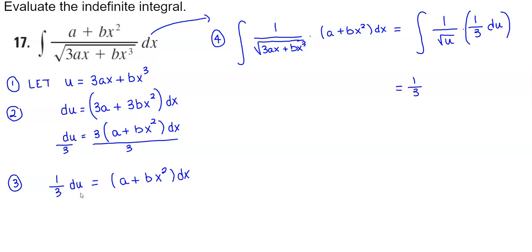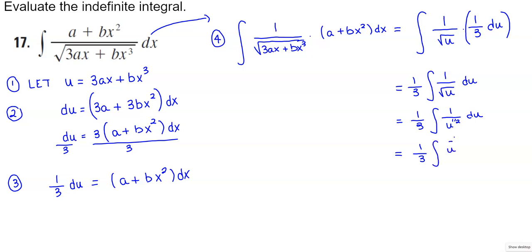So now let's factor out the 1/3. So we have 1/3 times the integral of 1 over the square root of u du. Okay, so we're going to rewrite that square root of u as u to the 1/2. So this becomes 1 over u to the 1/2 du. And then we want to write that as a negative exponent. So this is going to be 1/3 times u to the negative 1/2 du.